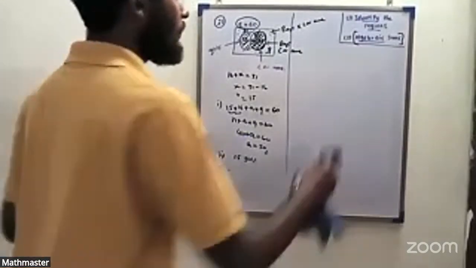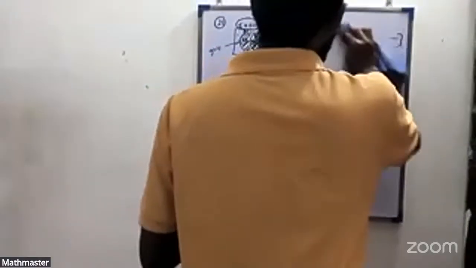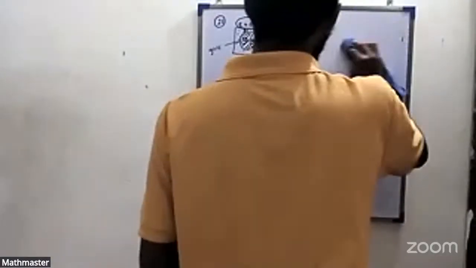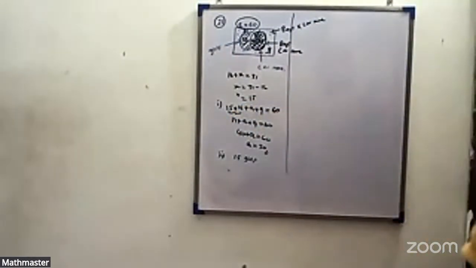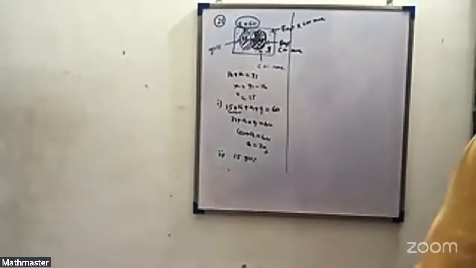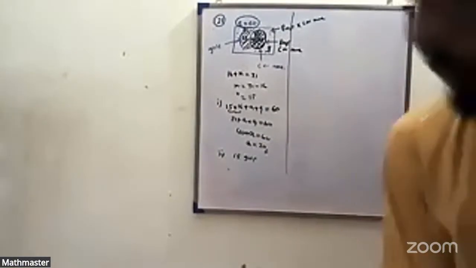Right. Then let's go for question number 22. So same way you have to find the others as well. So in the other question also you have something like this. Right. Question number 22.